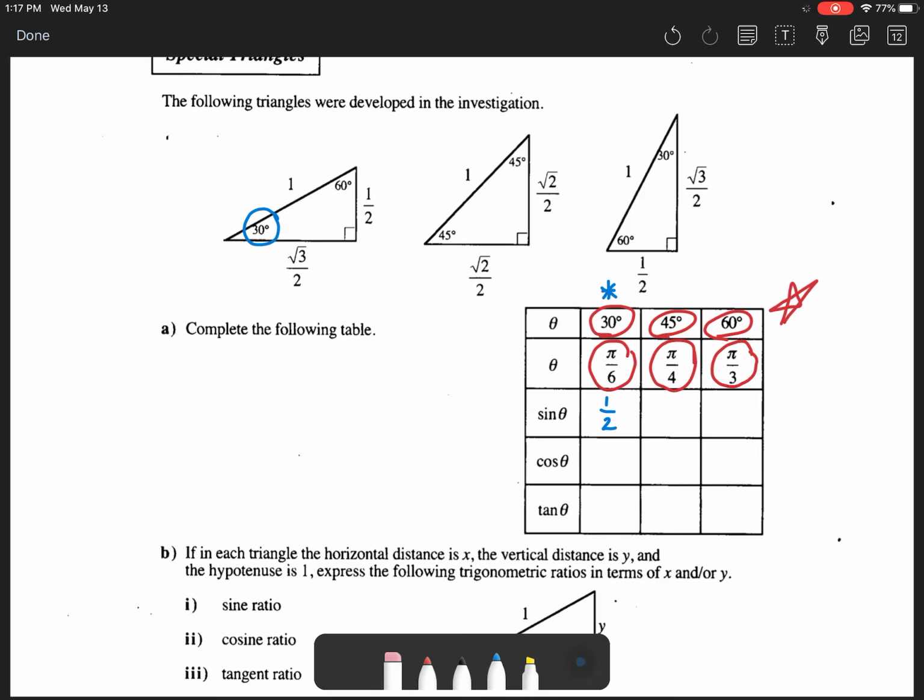When I talk about the cosine of 30 degrees, remember cosine of 30 degrees is always adjacent over hypotenuse. So root 3 over 2 over 1, so that's going to be root 3 over 2. And then finally, the tangent of 30 degrees is always opposite over adjacent. And if you look back, that's just up above at the top of this page, we end up getting root 3 over 3. So those values we want to know.